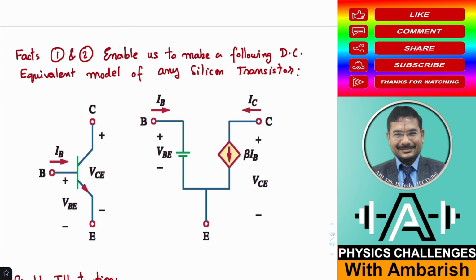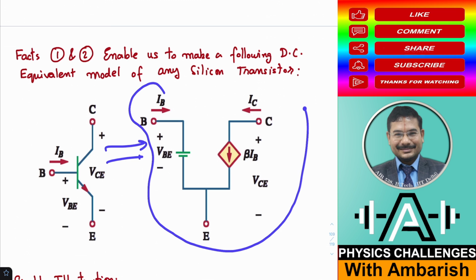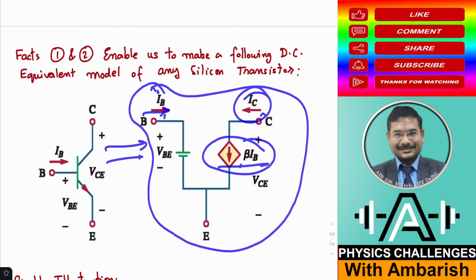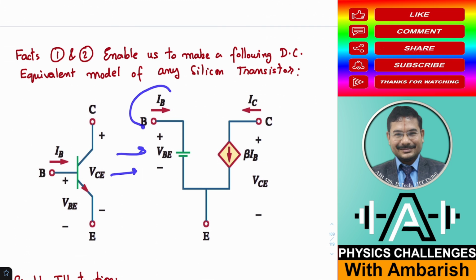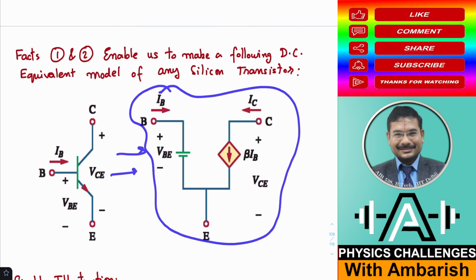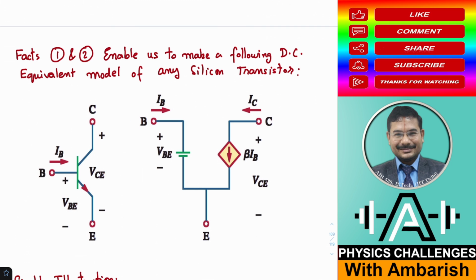Whatever is the base current, the collector current is going to be beta times that. So this transistor can be replaced equivalently by this DC equivalent. Here is IB, and this is IC, which is nothing but beta times IB, and there is a battery VBE. I hope this DC equivalent is clear. Once this is clear, the transistor becomes our friend and we can very easily solve the circuits. So let's see how to solve the circuits.